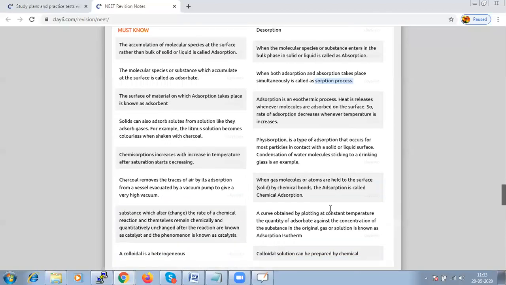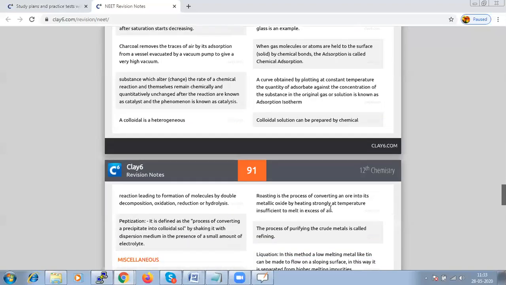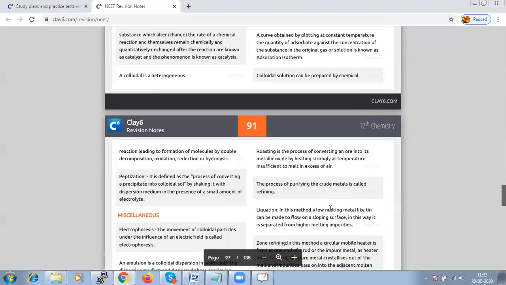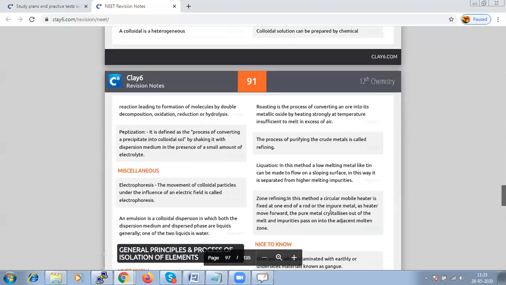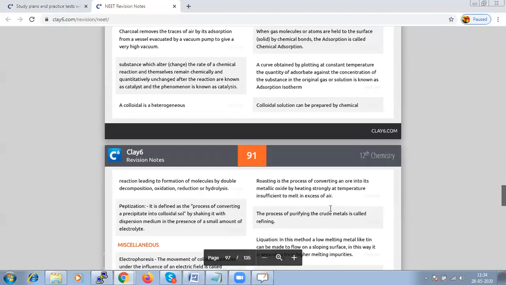And colloidal solutions are prepared using different methods, such as peptization and electrophoresis. And do remember, an emulsion is a colloid in which both the dispersion medium and the dispersed phase are liquid. So the important part to focus on in this chapter is the different types of colloids with different combinations, and of course, learn about the adsorption concept.